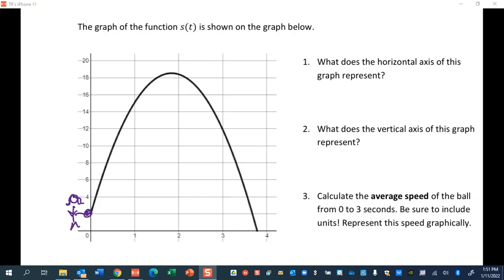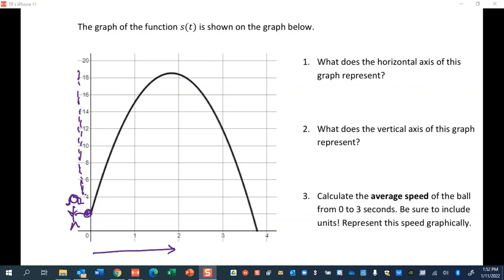And then she's going to chuck it up in the air. And remember, when she throws the ball up in the air, the ball goes up and the ball comes straight down. Why do I see this curve stretched out this way? Because we're talking about time.